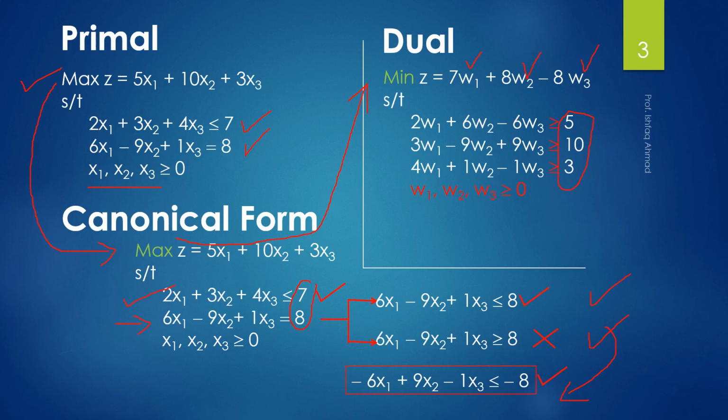I have already explained the coefficients of the dual form and its right hand sides from the equivalent canonical form. So here in the right top corner we have the dual of the given primal.